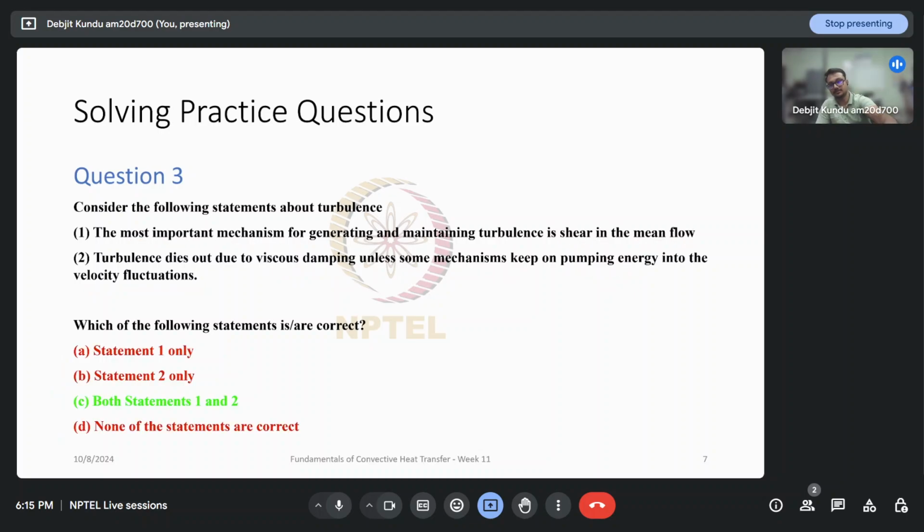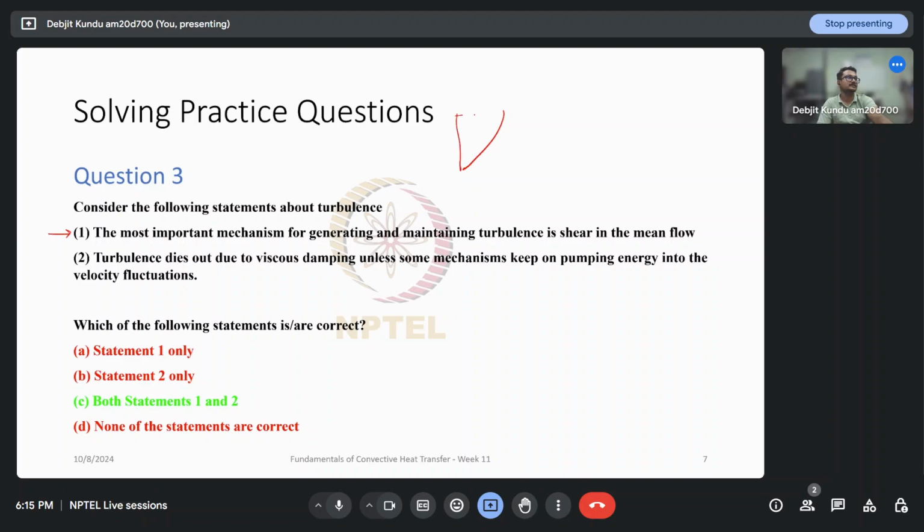Let's take a look at the solution. It's actually option C. Both statements are correct. So we look at them one by one. The first one, the most important mechanism for generating and maintaining turbulence is shear in the mean flow. So if there is no shear, then what I mean by shear is a gradient in the velocity.